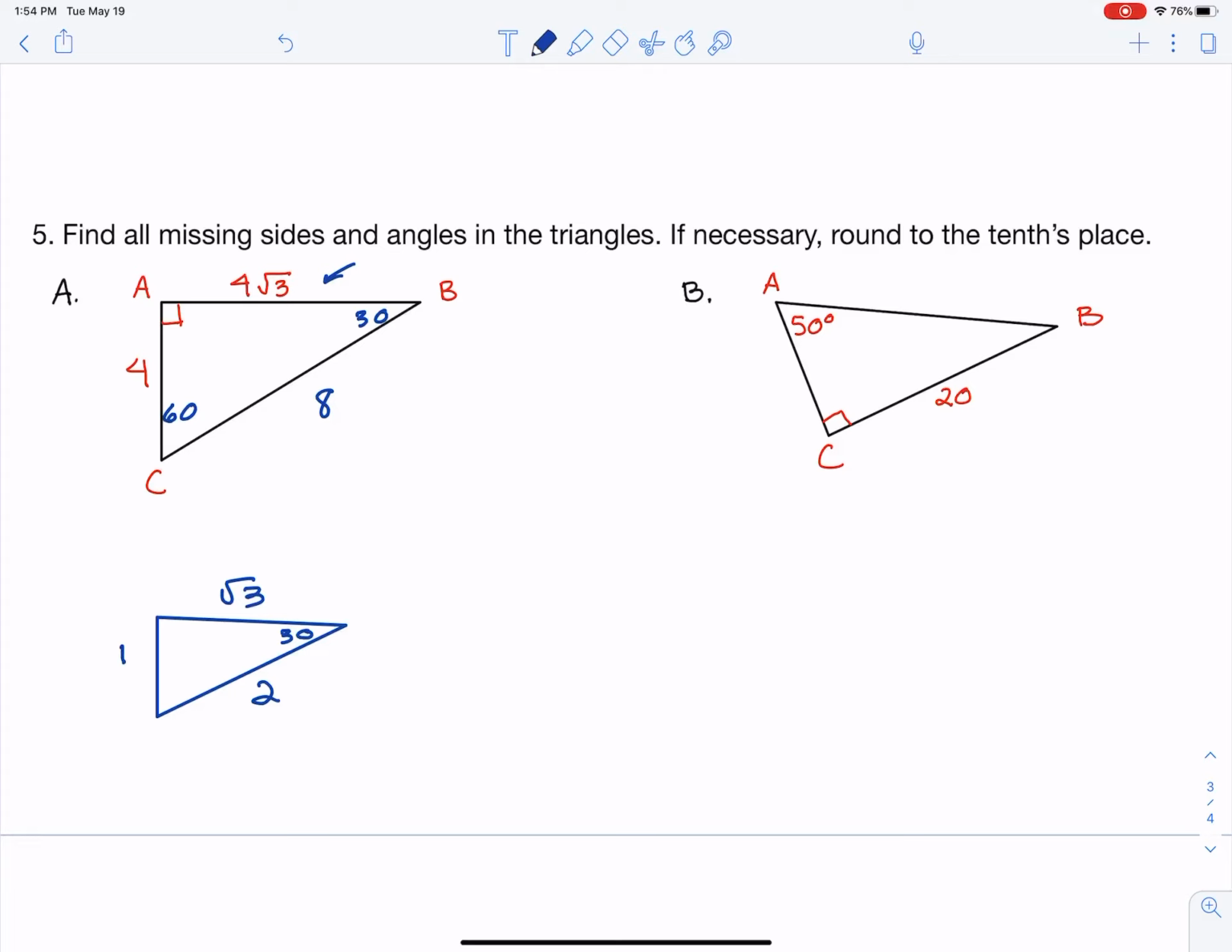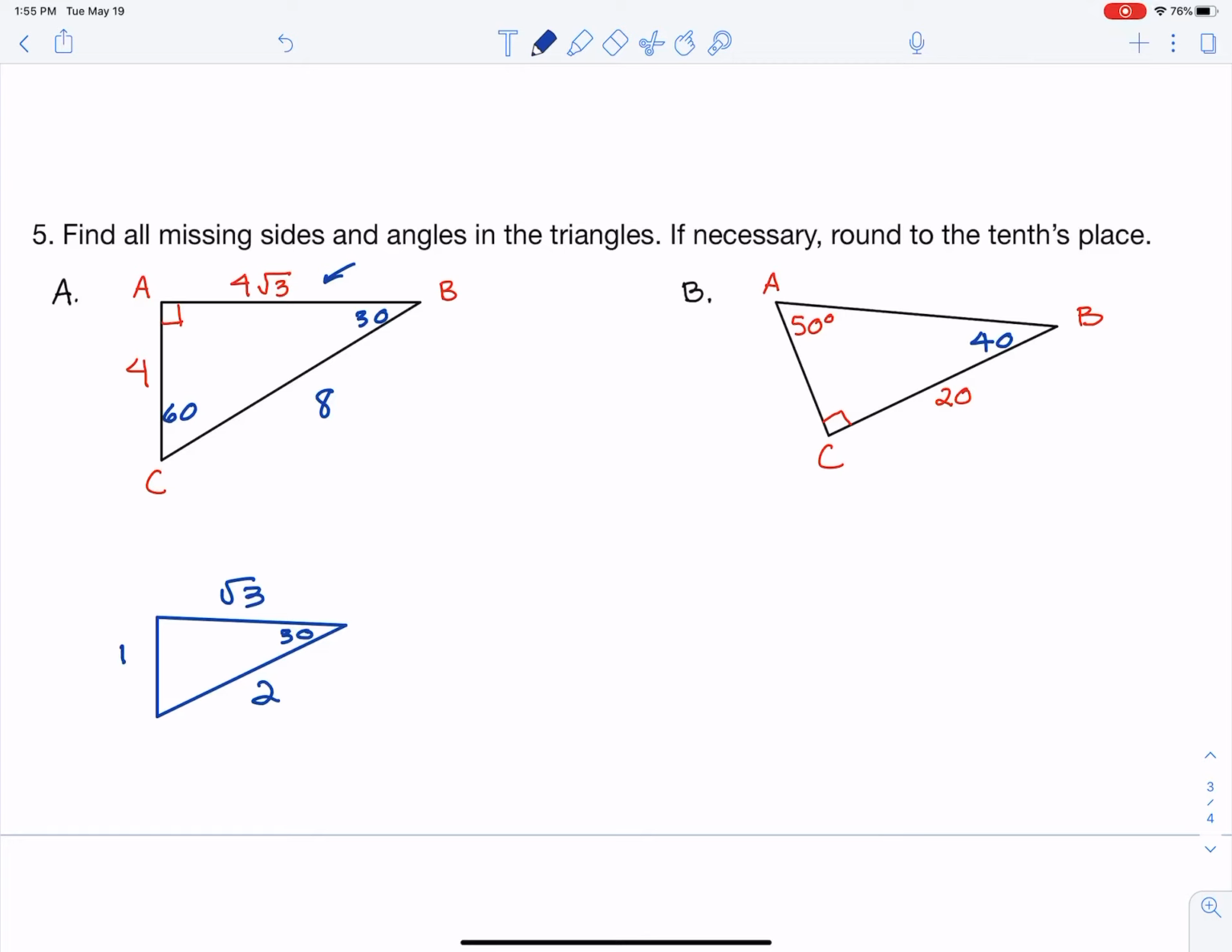Let's keep on going here. Let's go find our missing measure. So first off, I think you'd agree that since the angle measures have to add up to 180, this one right here has to be 40. Let's take care of that because they are asking for our angle measures. Now let's go find our values. Now this is not a special triangle, right? There's nothing that we know.